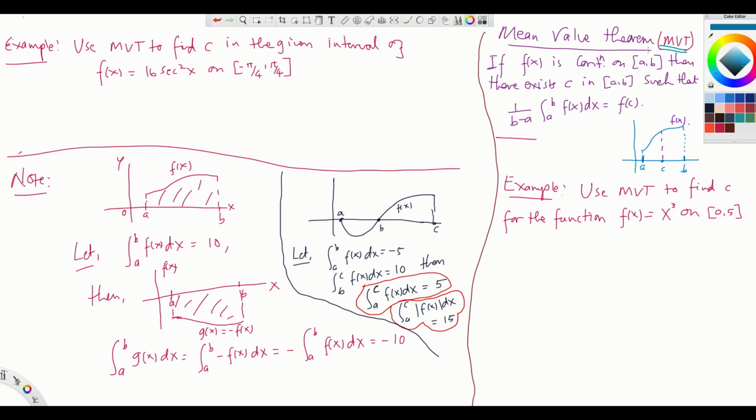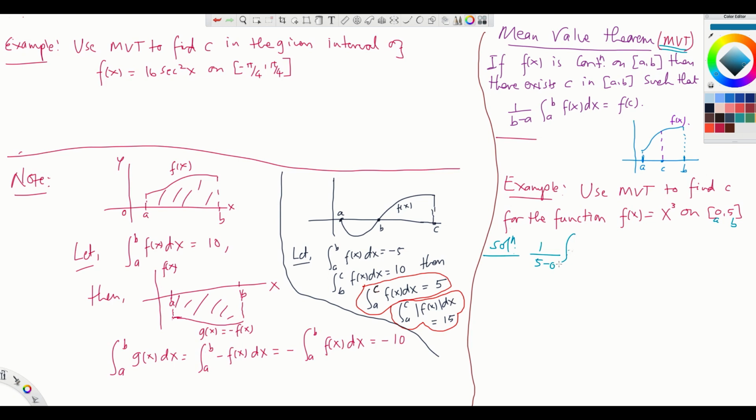Use the mean value theorem to find c for the function f(x) equals x cubed on the interval 0 to 5. So what we do is we use that mean value theorem. What is a? a is 0, right? b is 5. So 1 over b minus a. Let's write down the solution. So 1 over 5 minus 0, and then the integral.